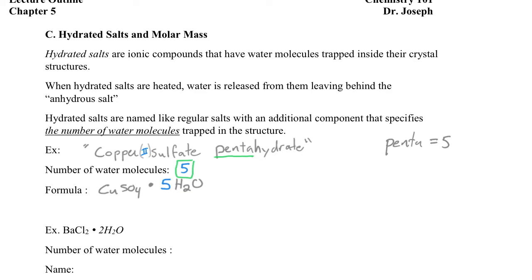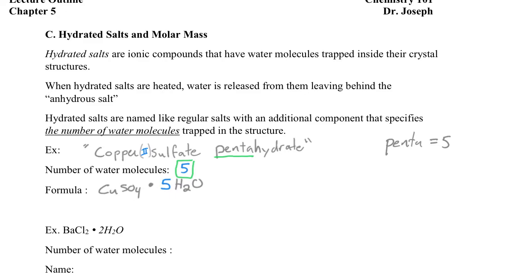So that's how we handle hydrated salts. We describe them as a prefixed hydrate, where the prefix is a Latin term that refers to how many water molecules there are in the formula. When we're writing the formulas out, we use the dot notation with a coefficient in front to represent that Latin prefix, and then the formula for water right next to it.